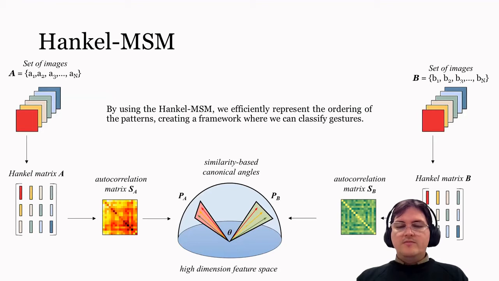This is our framework. So by making the eigenvalue decomposition on the Hankel matrix, we can create a subspace that can preserve time information, and then we can classify the subspace. We can use the canonical angles to understand the distance between them and use the nearest neighbor classifier, for example.